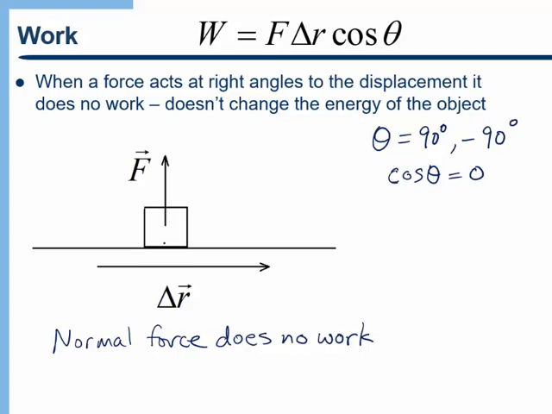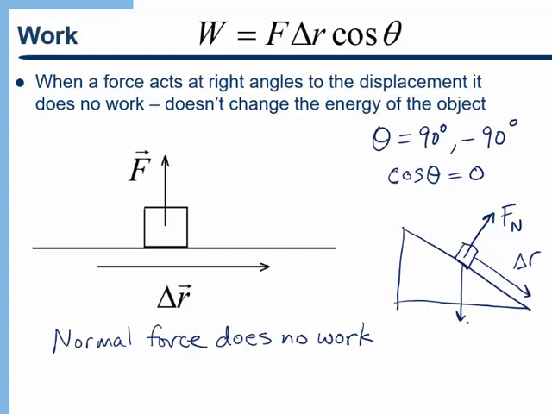Notice also in the case of an object on a flat surface, gravity doesn't do any work either, because it's at 90 degrees to the displacement. However, if we think about an object on an incline, notice that for that object, the normal force still doesn't do work because it's perpendicular to the displacement delta r. However, the force of gravity now does do work. And that's, from an energy perspective, why that block would slide down the incline, because gravity does positive work on the object.